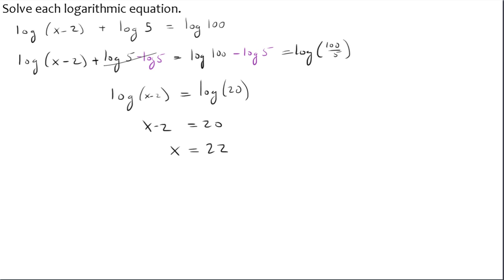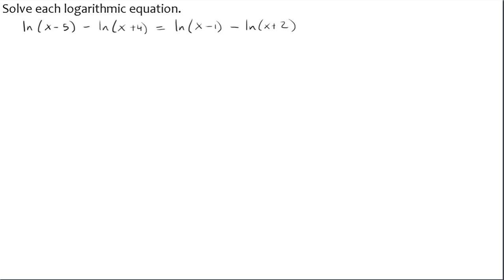Great. Now for a complicated one. Right here we have the natural log of x minus 5 minus the natural log of x plus 4 is equal to the natural log of x minus 1 minus the natural log of x plus 2. To solve this, we are going to combine logarithms, like we've done in previous examples. This is subtraction, so we divide.